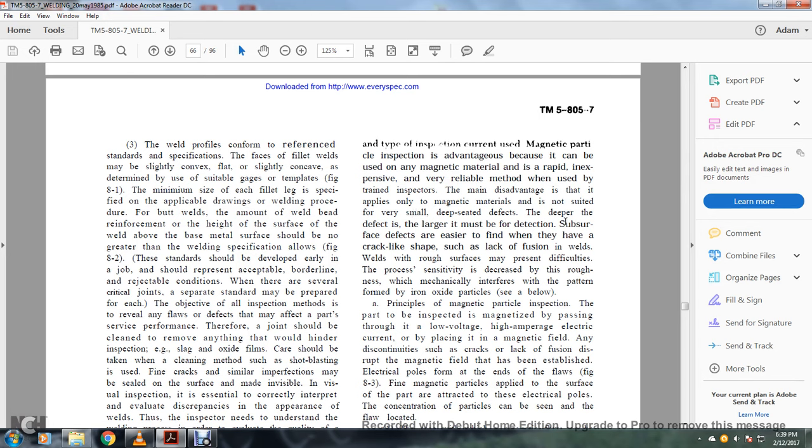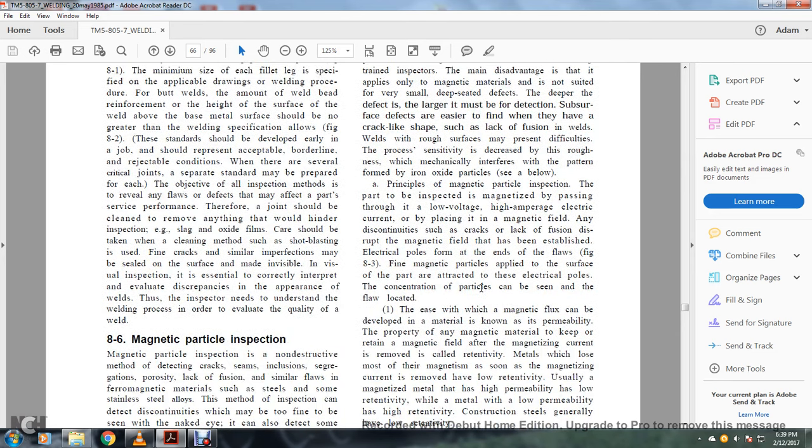Subsurface defects are easier to find if they have a crack-like shape, such as lack of fusion in welds. Welds or rough surfaces may present difficulties. Process sensitivity is decreased by roughness, which mechanically interferes with the pattern formed by the iron oxide particles. Principles of magnetic particle inspection.